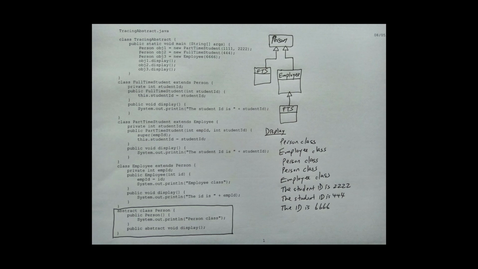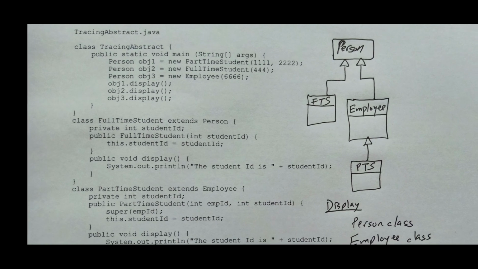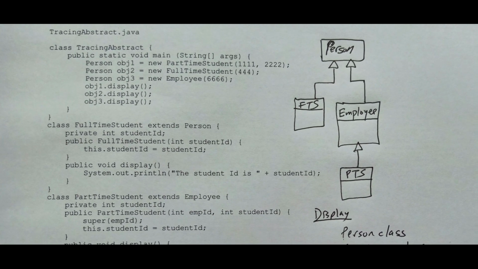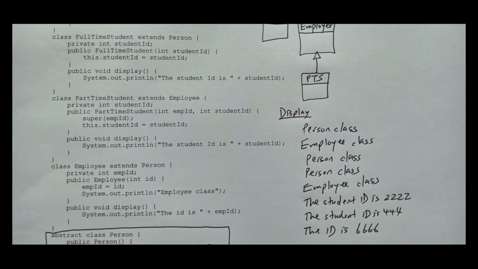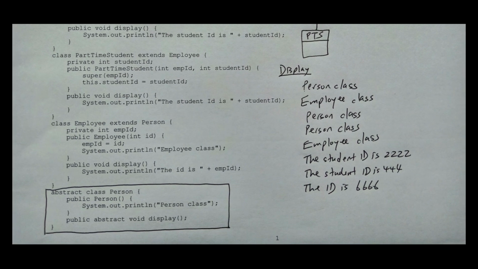There is one main class, class tracing abstract, with one main method, and then we have four more classes: full-time student that extends Person, part-time student that extends Employee, Employee that extends Person, and finally the class Person. If you notice, there is the keyword abstract before the word class in the Person class.